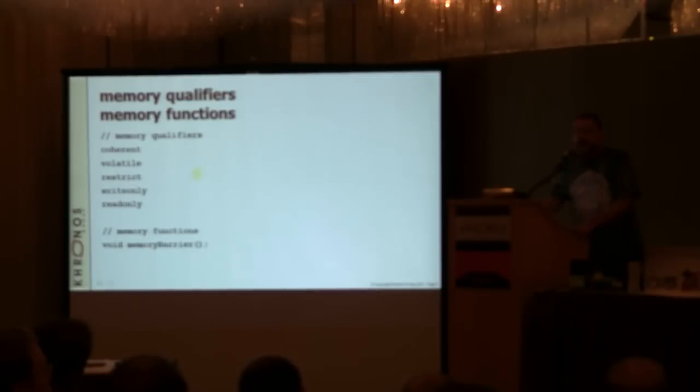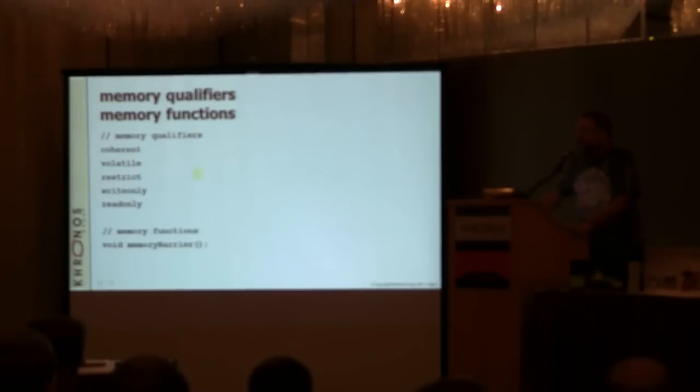Write only seems pretty obvious. My shader is only going to write to this image, and read only means my shader is only going to read from it. And then restrict is very much like restrict on a C++ pointer. These handles for images are the only things that are going to be used, in this shader, to talk to that image. So I don't have to worry about aliasing. Each one of the individual handles will be talking to a distinct piece of memory.